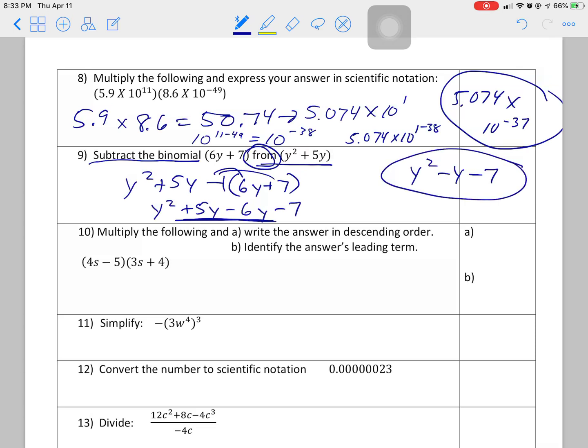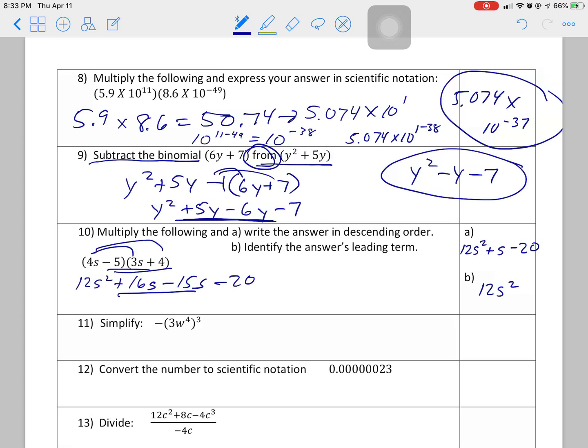Okay. Multiply the following right in descending order. Identify the leading term. All right, so process first. 12s squared plus 16s minus 15s minus 20. That is 12s squared plus s minus 20. And the leading term is 12s squared.